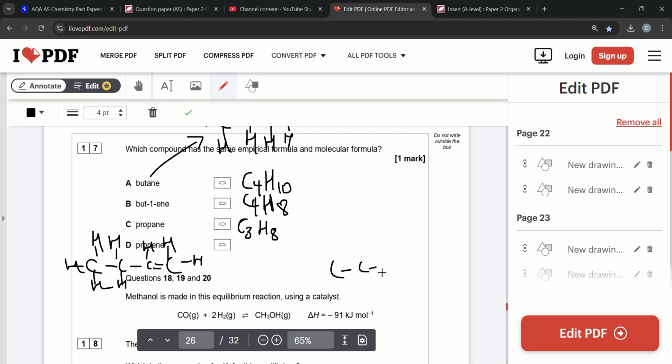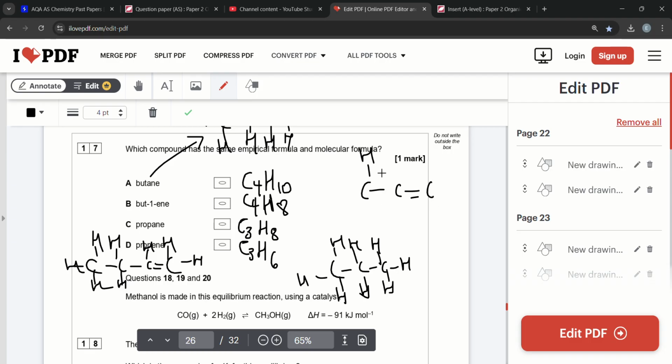Let's just draw it out for you guys. Methane, ethane, propane. You can see C3H8, and propene, methane, ethane, ethene, propene, C3H6. We lose 2 hydrogen atoms because of that double bond. So it is 1, 2, 3, 4, 5, 6, C3H6.